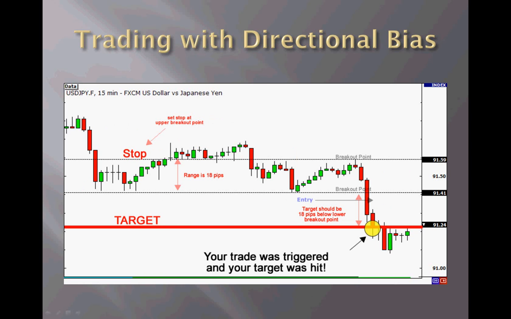Target should be equal to the consolidation range. Later on, you'll see your target gets hit. You just grab yourself a handful of pips. The key to having a directional bias is you must truly understand the concepts behind the news report that you want to trade. If you don't understand what effect it could have on particular currencies, then you might get caught up in bad setups.